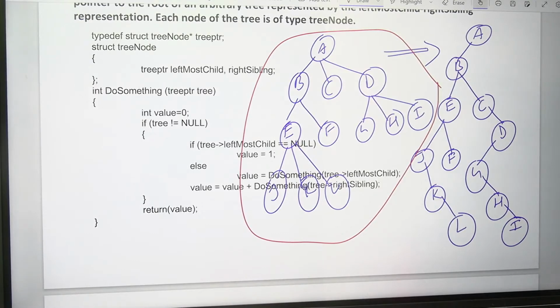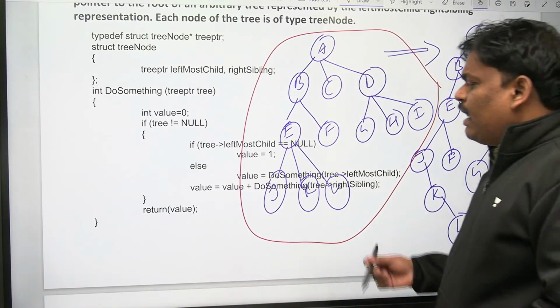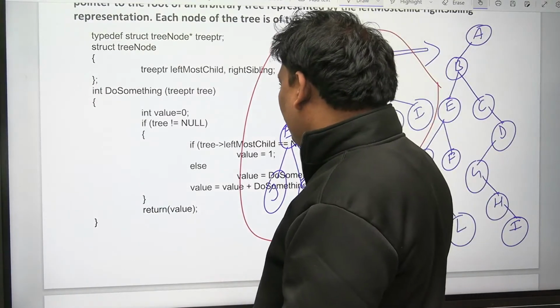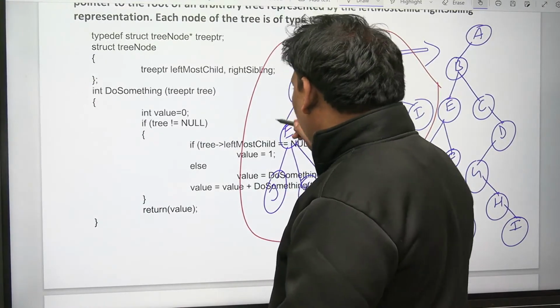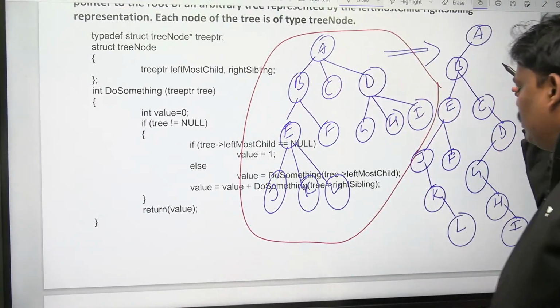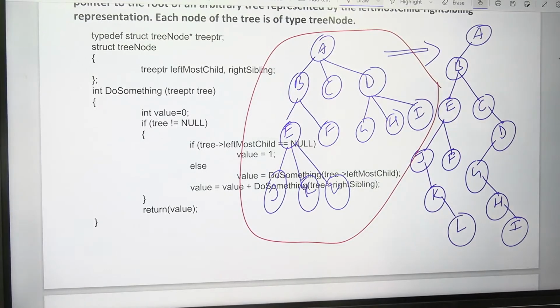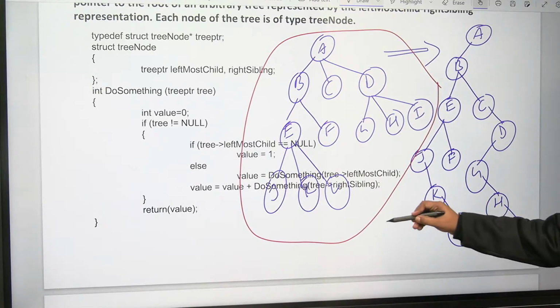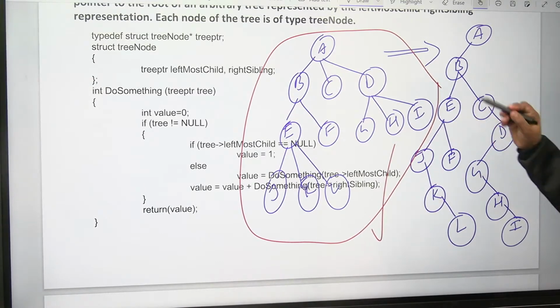Like that, all. So remember, I have here one arbitrary tree which is represented in the form of leftmost child, right sibling representation. Remember, this is the actual one which is represented like this.